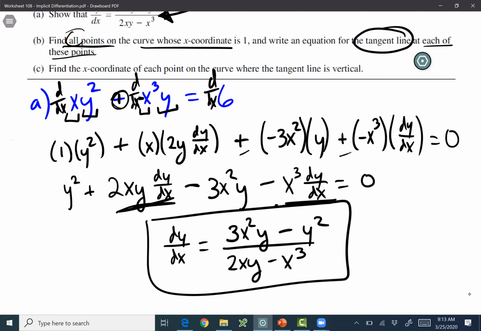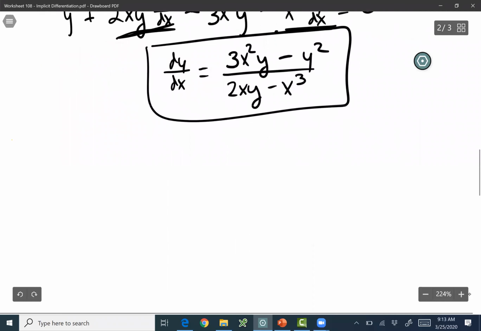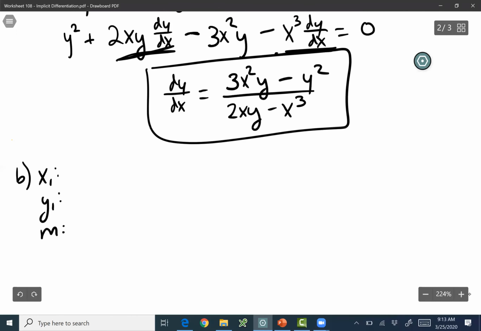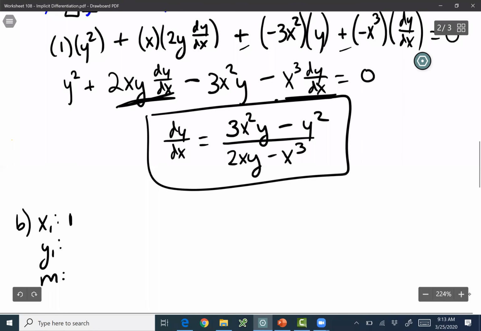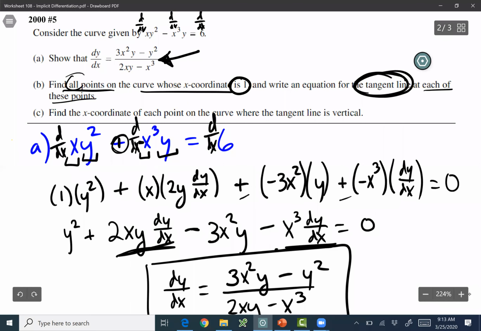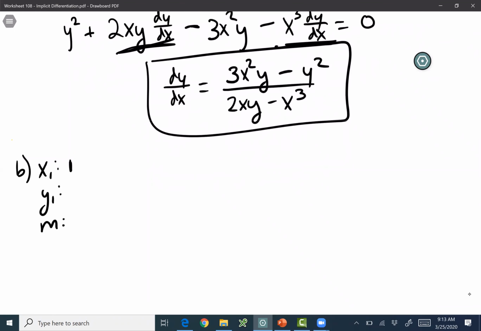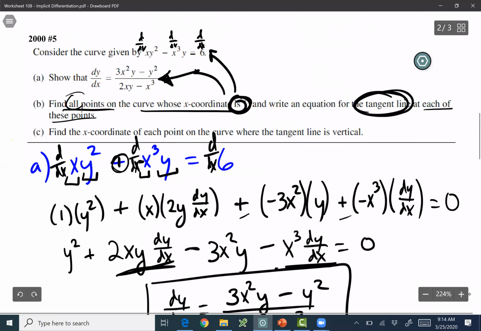And whenever we see tangent line, right, this is where we're thinking x1, y1, and m. So tangent line, we're thinking x1, y1, and m. X1 they gave us was 1, right? So in order to figure out the y1 and the m, we have to plug in that 1 back into the derivative and to the equation, right? So we know that the original equation on this one was xy squared.